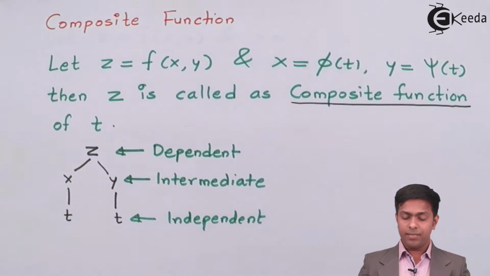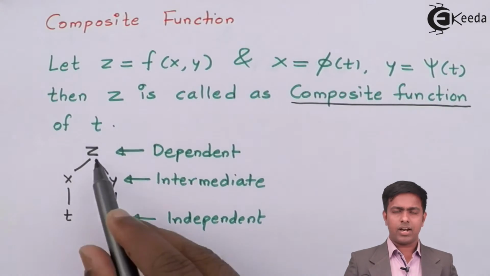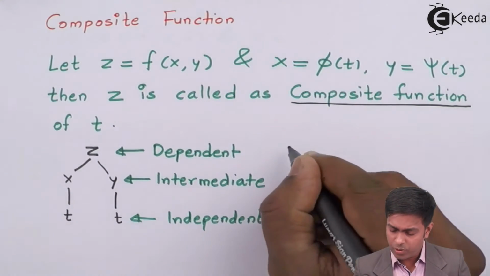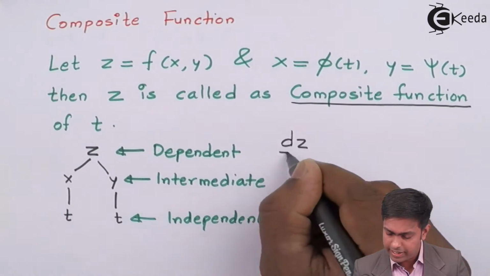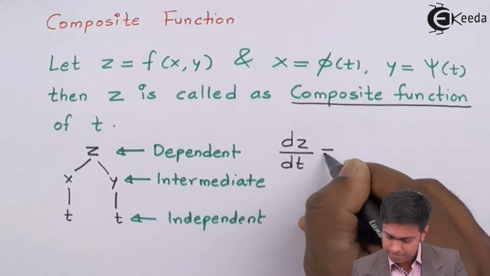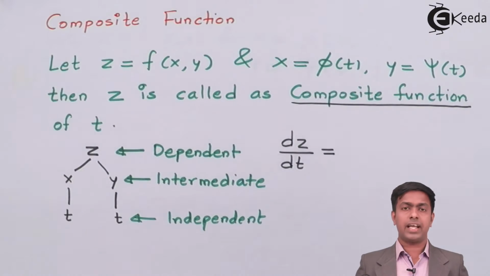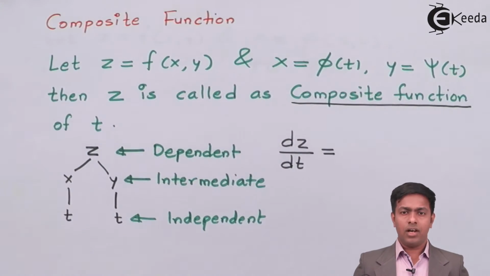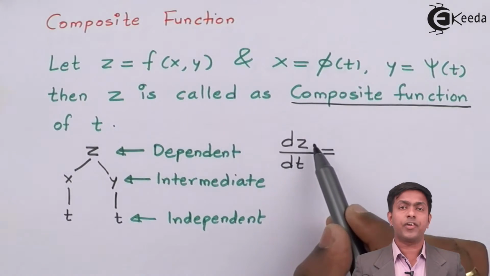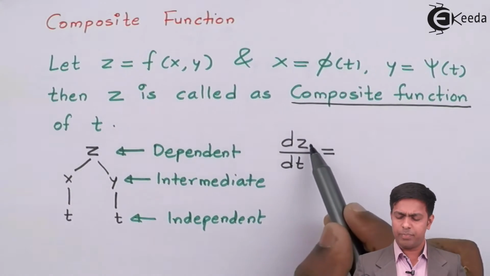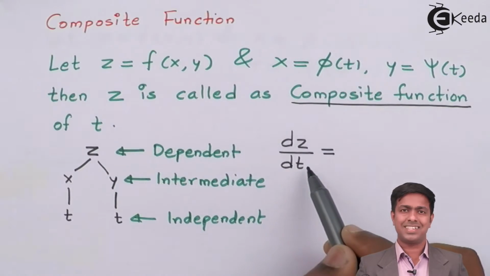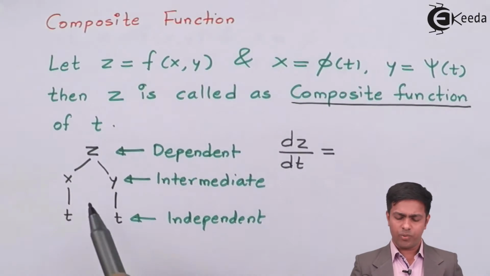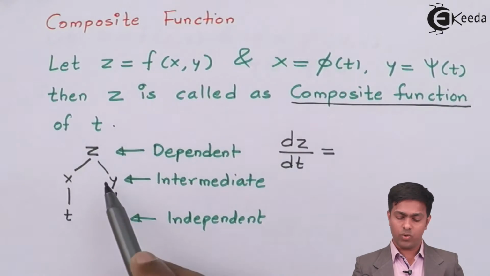Let me tell you one more thing: here I can say that z is a function of t. So if I want to find the value of dz by dt, how do we find it through the tree diagram? As per the chain rule, we travel from the dependent variable to the independent variable. Here the dependent variable is z and the independent is t, so I'll travel from z to t. There are two paths to travel from z to t: one is z to x, x to t, and the other is z to y, y to t.